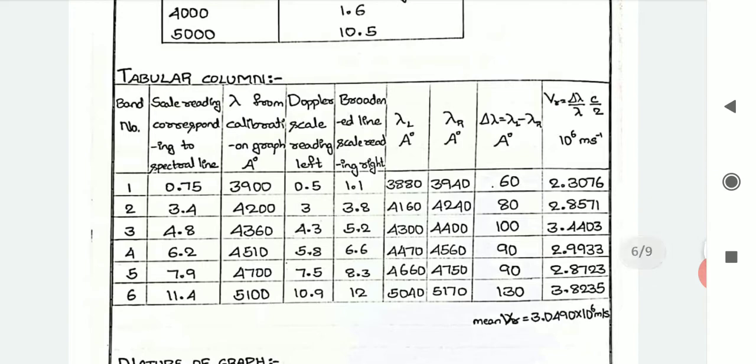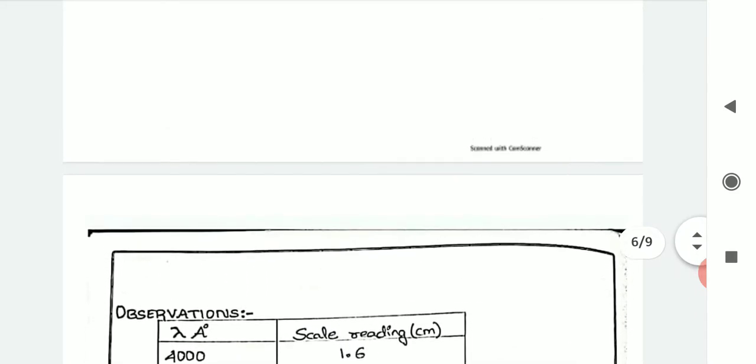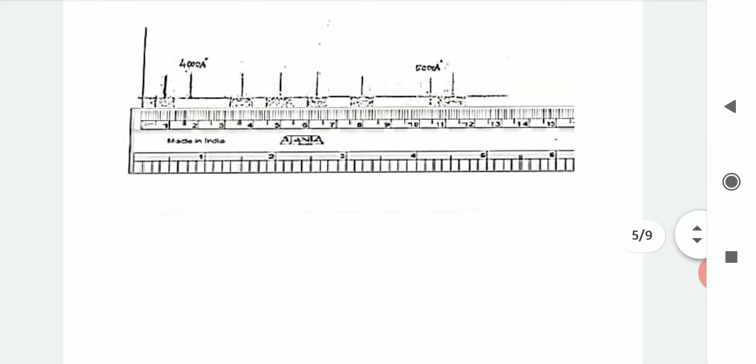See, for the first, left is 0.5 and right side is 1.1. They are called bands, spectral lines. Second one, left reading 3 and right 3.8. Third one is 4.3 and 5.2. Fourth one is 5.8 and 6.6. Fifth one is 7.5 and 8.3. Sixth one is 10.9 and 12. I'll repeat how it is here. You have to keep the scale here.